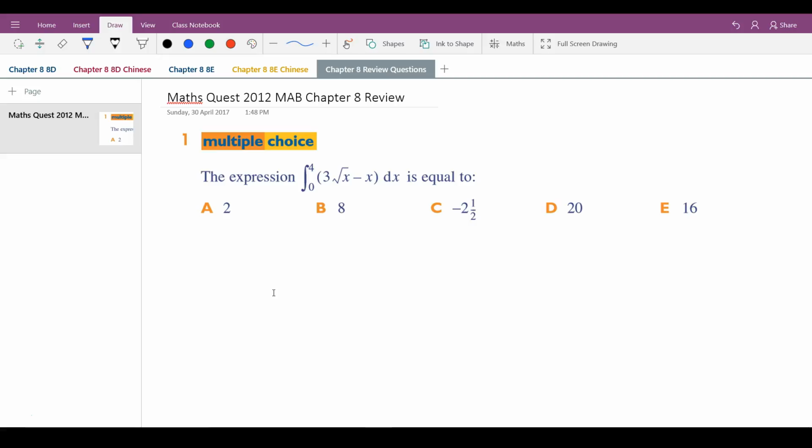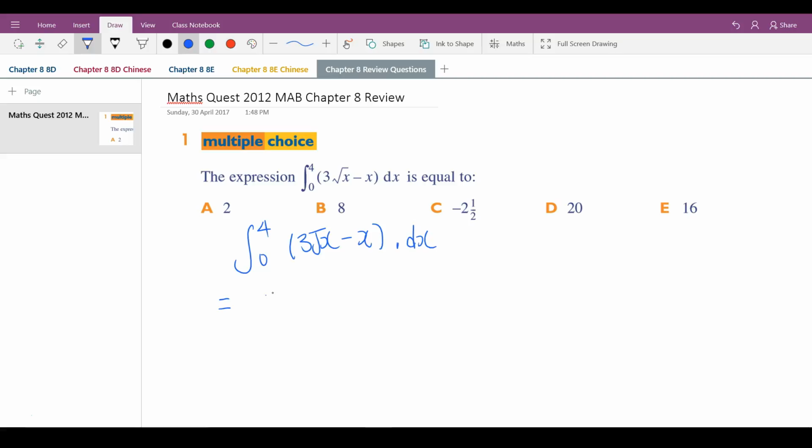Alright, so the expression: integrate from 0 to 4 the function 3 root x minus x, integrating with respect to x, is equal to, well, let's just work it out. Looks pretty simple. Right? Alright, nothing we can simplify, and let's integrate. Now, 3, we can simplify it a bit if we want. We can write it easy to understand.